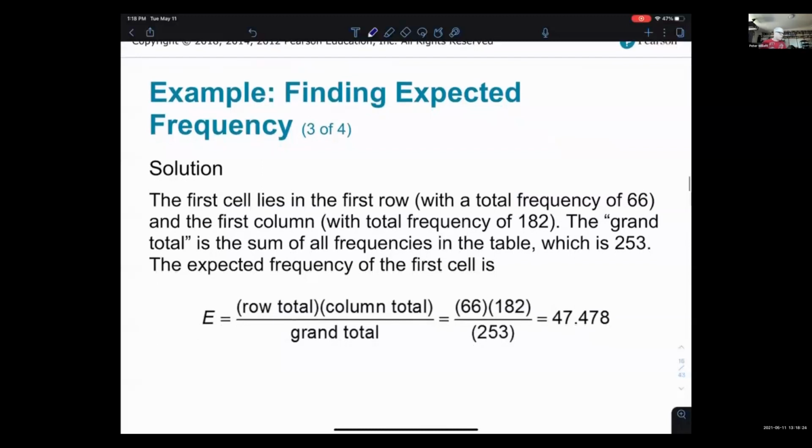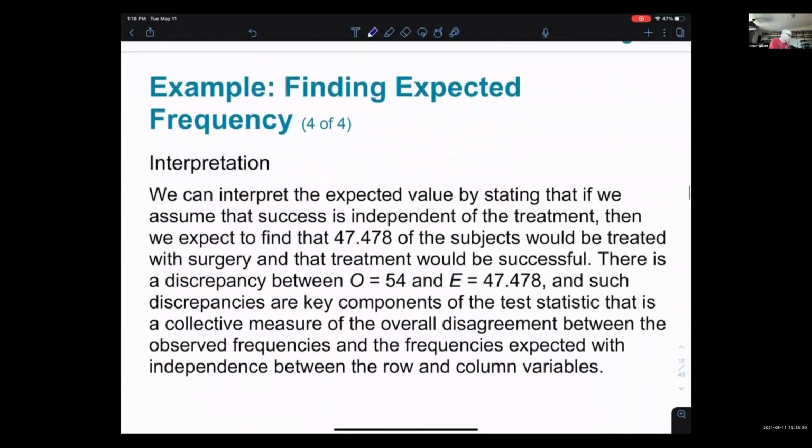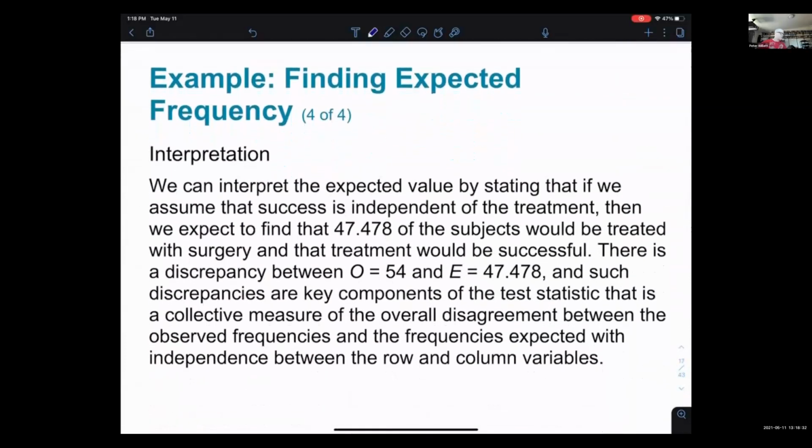So they show their little formula for how they got the expected value in the cell, and we'll just pass over that. But then they have an interpretation. It says we can interpret the expected value by stating that if we assume success is independent of treatment, then we expect to find the 47 versus the success for the surgery versus the 18, I think, was for non-success.